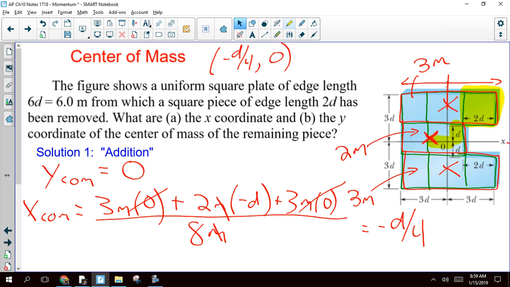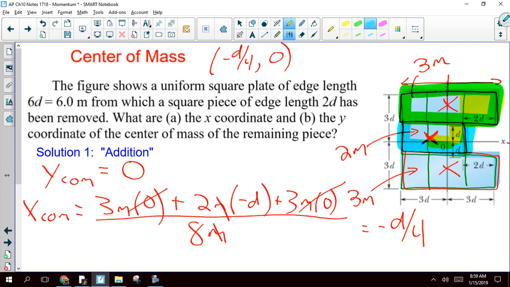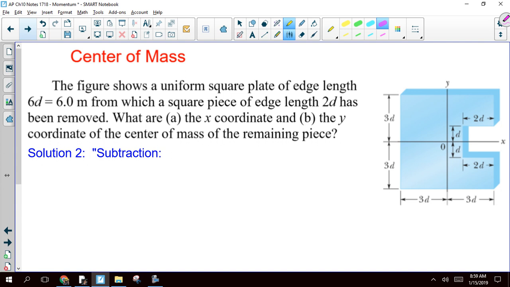So what we did here was a process that I guess we would call addition. We looked at the block as the sum of 1 plus 2 plus 3, right? We added up those 3 chunks. Another way we can do it is by subtraction. So let's do it this way. It's the exact same problem, but I'm going to solve it a different way.